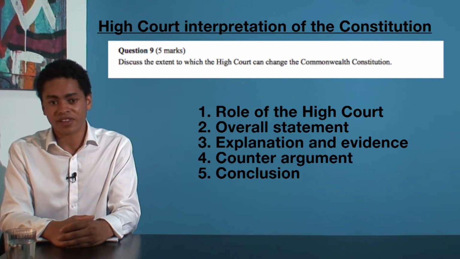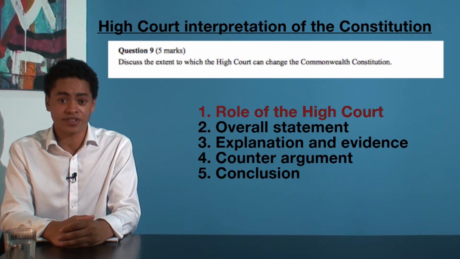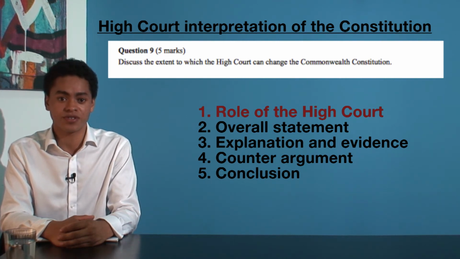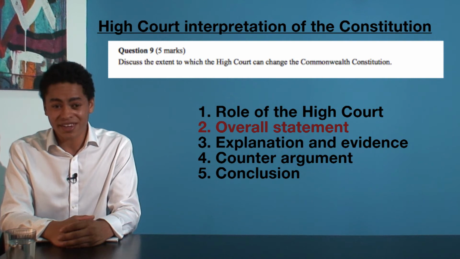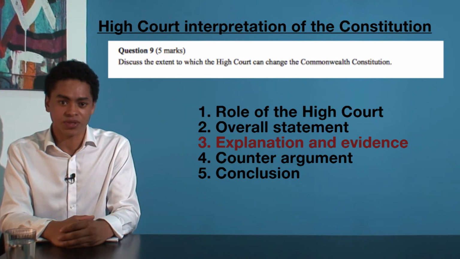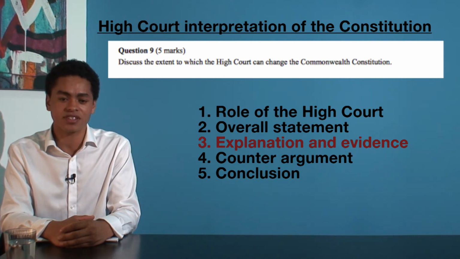So we could say something like this. Sections 75 and 76 of the Constitution state that the High Court is the only body with the power to interpret the Constitution. Overall, this means that it has had a large impact on the division of powers, even greater than the referendum process. As the only body with the power to interpret the Constitution, the High Court gives meaning to words in the Constitution when a relevant case is put before it. By giving meaning, the High Court can affect the division of lawmaking powers.